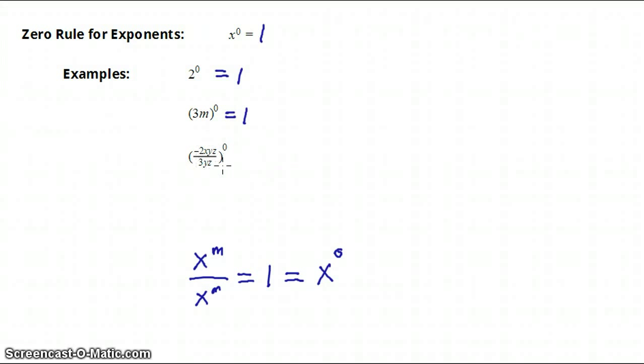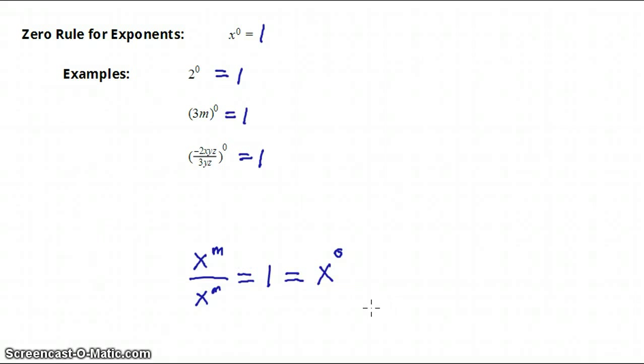If I have a big, long, complicated quantity here, something like negative 2xyz over 3yz, all raised to the 0 power, it's equal to 1. So it doesn't matter what number or what term I'm raising to the 0 power, my answer is always going to be 1. So pretty easy rule to remember.